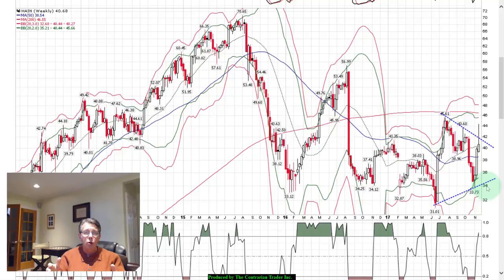The pressure is on you right now if you decide to buy it, to decide where am I going to put my stop loss order? If you didn't buy right, then you would have a problem figuring out where you're going to put your stop. You have to figure it out.